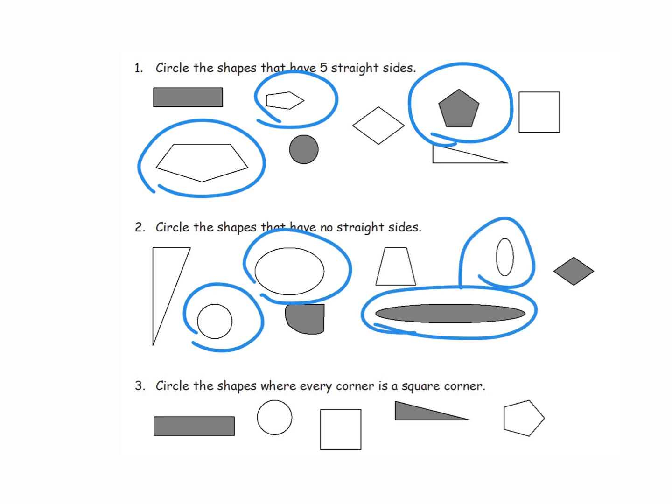Lastly, we're going to circle the shapes where every corner is a square corner. Okay, this one has 4 corners. They are all square. This one doesn't have any corners. This one has 4 corners. They are all square. This one does have 1 corner that is square, but it says where every corner is a square corner, and this one is not. And this one has multiple corners, but none of them are square. So we will be circling the shapes where every corner is a square corner. So that'll be this one and this one.